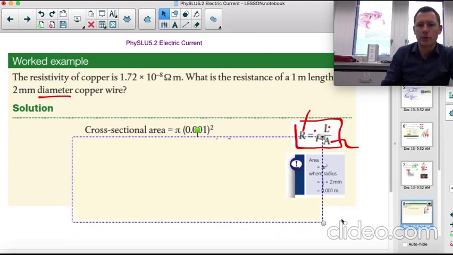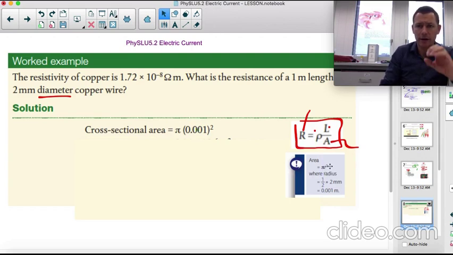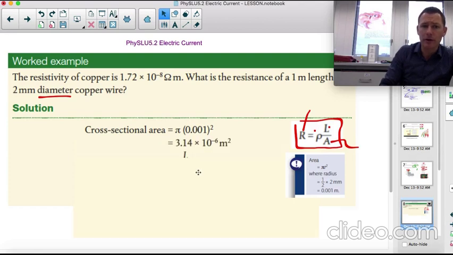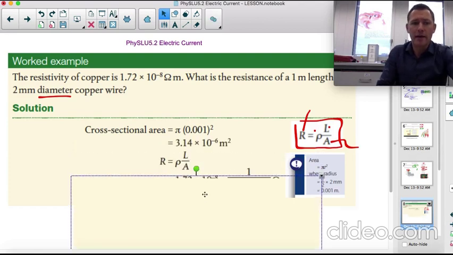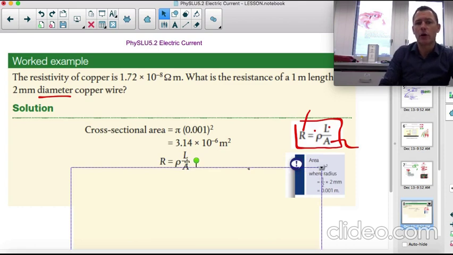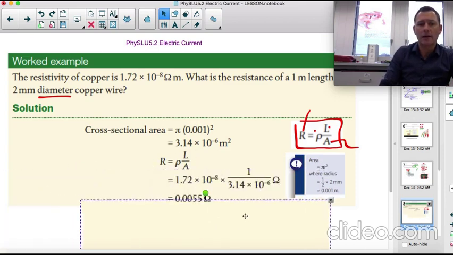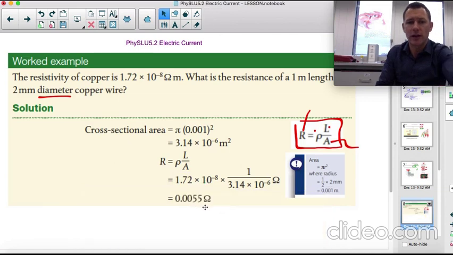So we're going to have to use pi r squared for the area, right? That's like the tube that they're sending it through. It's that flat square area. So cross-sectional area is pi r squared. R is half of this diameter, and we're in millimeters. So then from there we can use R equals rho L over A, and plug in what we know. You should end up with 0.005 ohms.